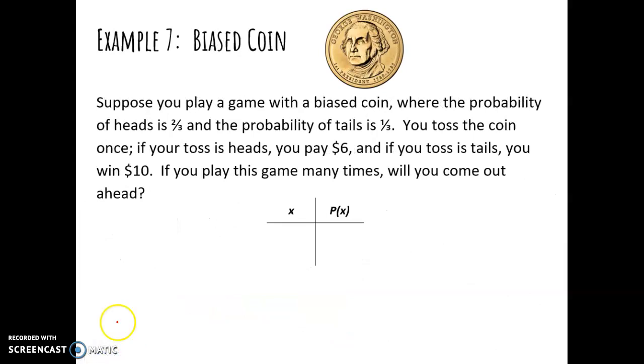Here we have a biased coin game, a game where you flip a coin, but the coin's biased. That means it doesn't have a probability of 1/2 of getting heads. Because the coin's weighted, the probability of getting heads is 2/3, and the probability of tails is 1/3. You toss the coin once, and if your toss is heads, you pay $6. If your toss is tails, you win $10. If you play this game many times, do you come out ahead?